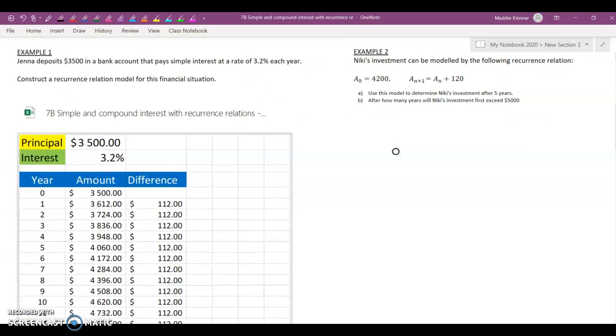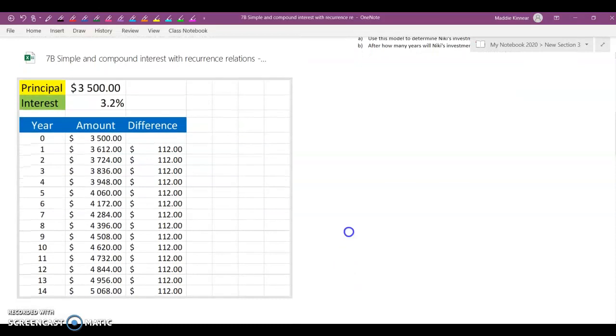It says, Jenna deposits $3,500 in a bank account that pays simple interest at a rate of 3.2% each year. And crucially, it says construct a recurrence relation model for this financial situation. So that's why we know not to use those original formulae that I mentioned. I've created an Excel spreadsheet that will show you what is happening here.